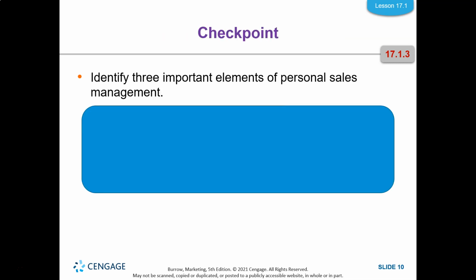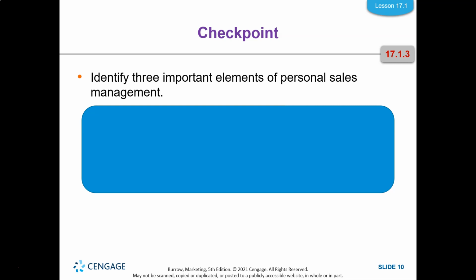So the checkpoint question related to those 3, and this is one of those questions where you'll have to actually go to the textbook for the answer: identify 3 important elements of personal sales management. So you'll talk about those 3 and some of the things that are discussed in the textbook. I'll pause now so that you can do so.